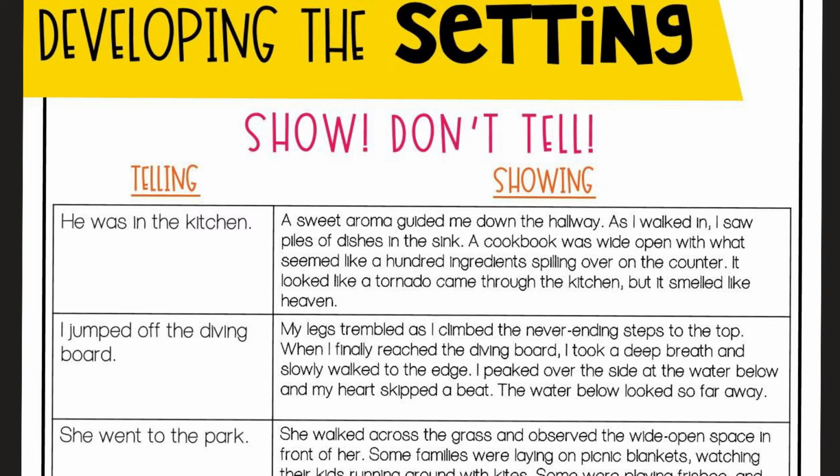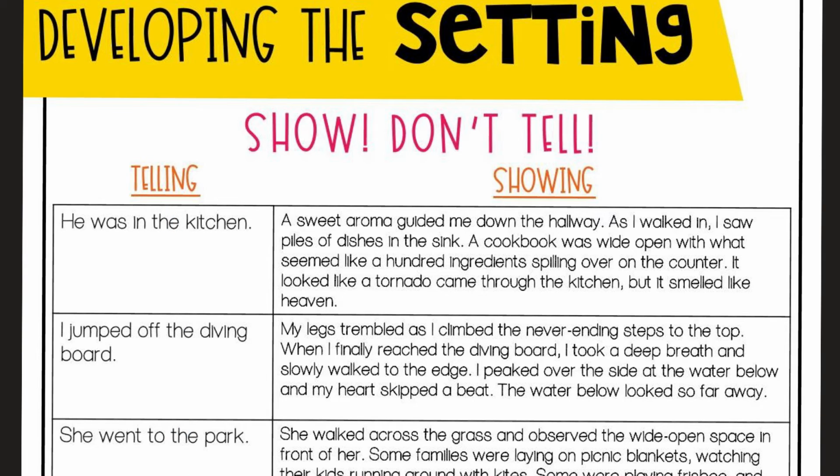Okay, next, developing the setting. Okay, a good writer is going to show, don't tell. When you tell something, you just simply say it. He was in the kitchen. I jumped off the diving board. She went to the park. And in our writing, a lot of us tend to do this. We just tell what we're doing.